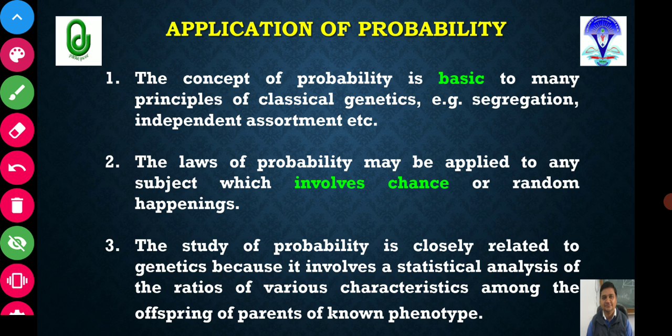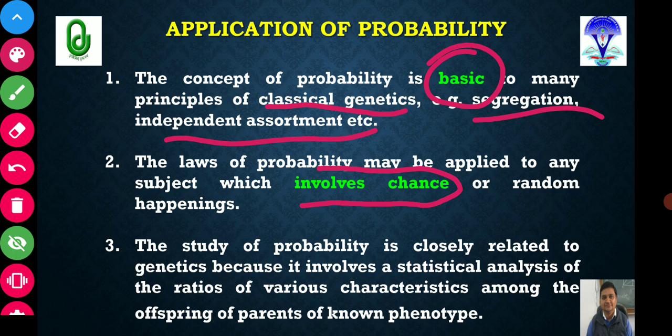The concept of probability is basic to many principles of classical genetics, that is segregation, independent assortment, etc. These classical principles of genetics, which you might have studied in your +2 or will be studying in the next unit, are based on probability. The laws of probability may be applied to any subject which involves chance. So, when there is chance, you have to apply the law of probability.